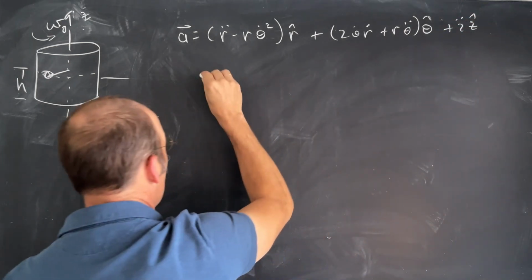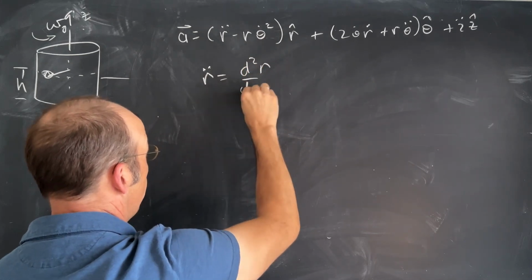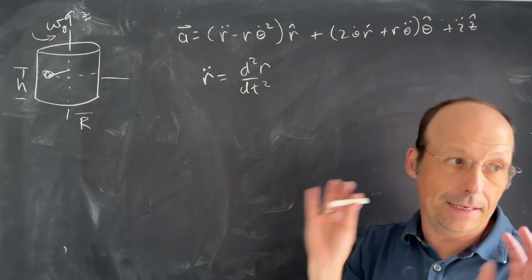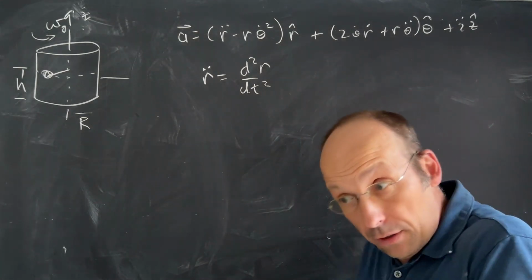And just a reminder, r double dot is the second derivative of r with respect to time. So the dot notation is a way to represent derivatives with respect to time. We're going to use that a bit, and if this is your first video, I apologize for jumping right into that, but it is important.